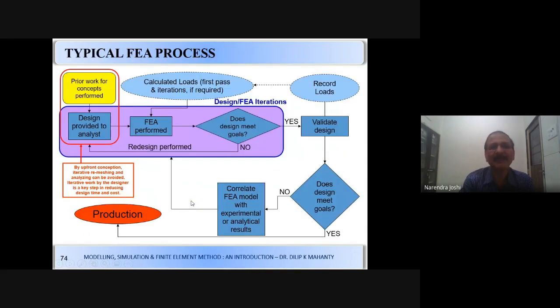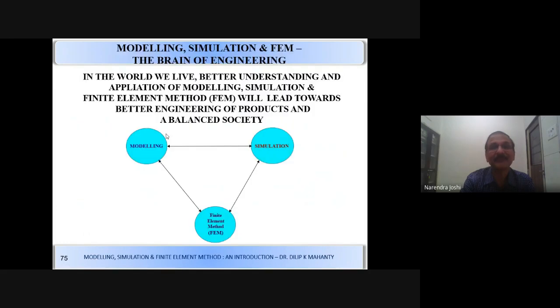It's a typical FEA process, right up to production, the way we start up the whole thing. And this is what FEA contributes. FEA means it's both system modeling and system simulation. This is what we are, my friends.